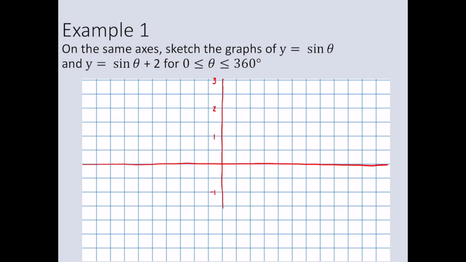And we want to go from 0 to 360 degrees. So 1, 2, 3, 4. That will take us to 360, 180, 90. Let's start by drawing the graph of sine theta. Sine of 0 is 0, so we're going to get something that looks like this. There's y equals sine theta.